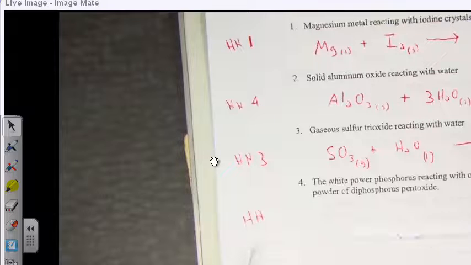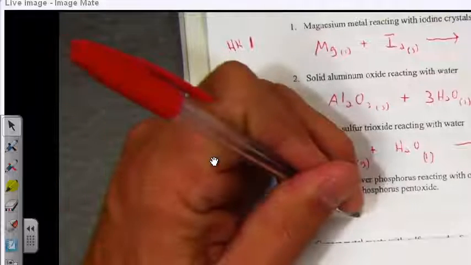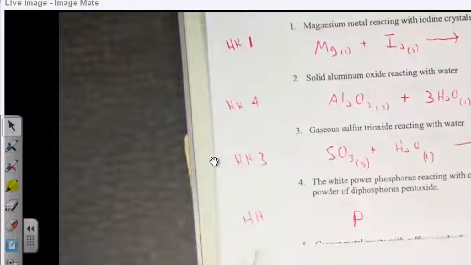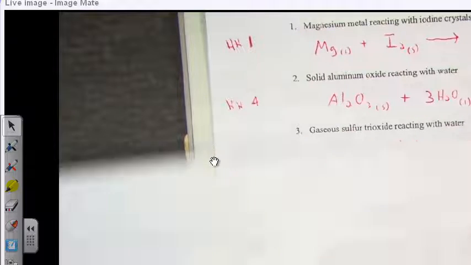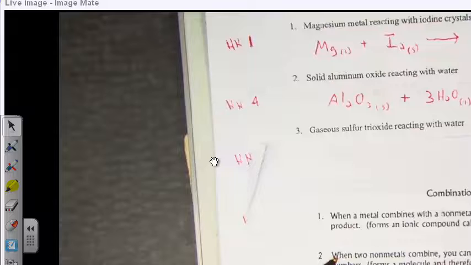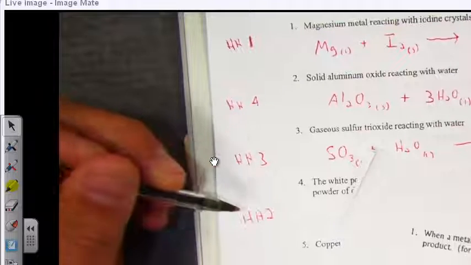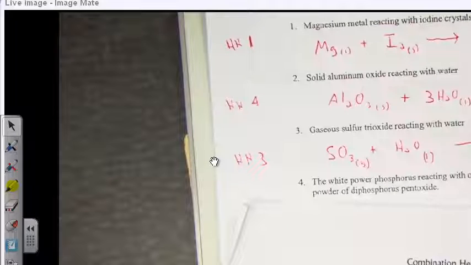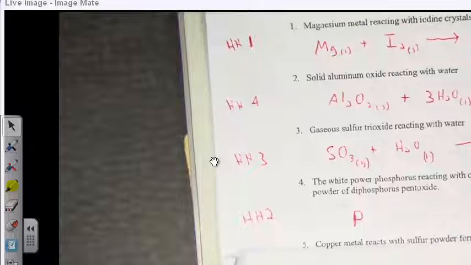Number 4, the white powder phosphorus reacting with oxygen from the air. Phosphorus is P. It's an element and it's a nonmetal. Oxygen is also a nonmetal. When I check my combination helpful hints, it has one about 2 nonmetals combining. That's helpful hint number 2. And when they do so, you just simply don't know for sure what its product is going to be, so I'm going to look for more information.